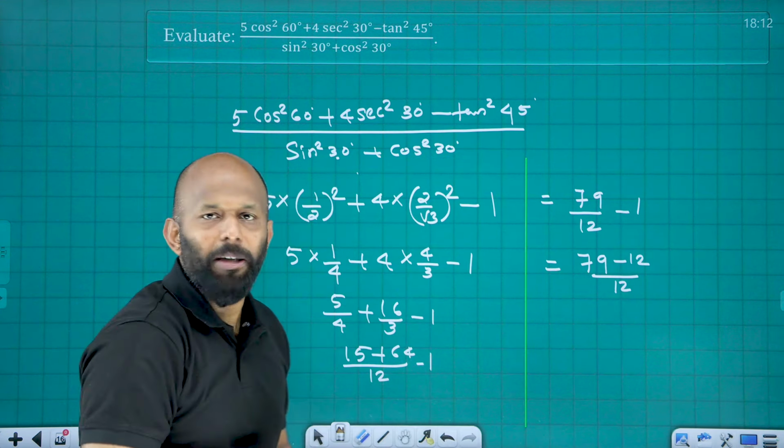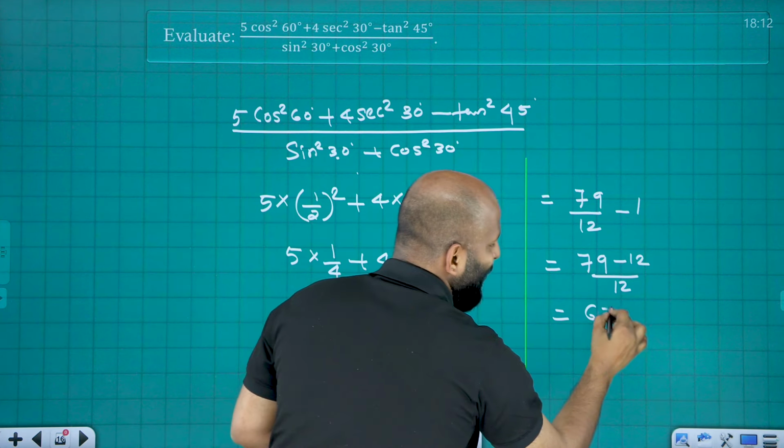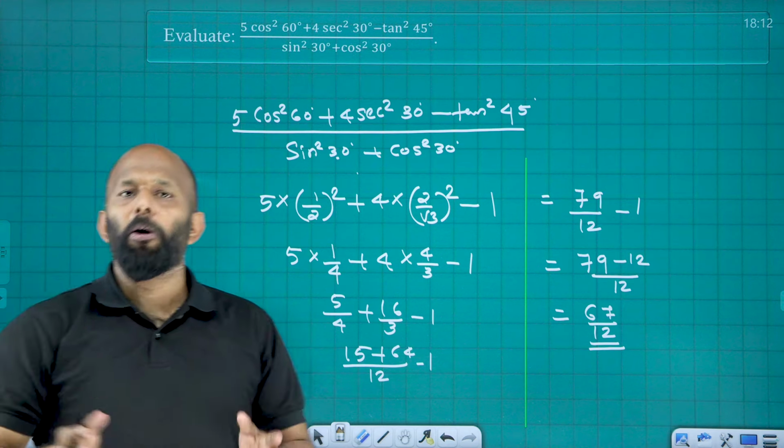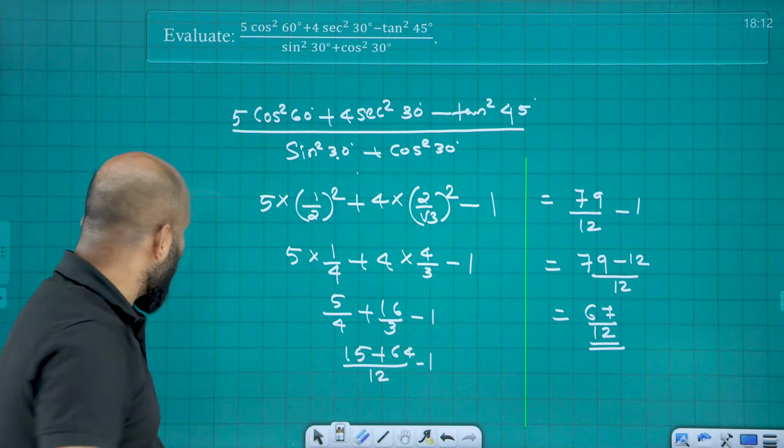So here we can cross multiply, right? Which is equal to 67 divided by 12, which is our answer. 67 by 12. Hope all of you got this question. Now we can move to the next question.